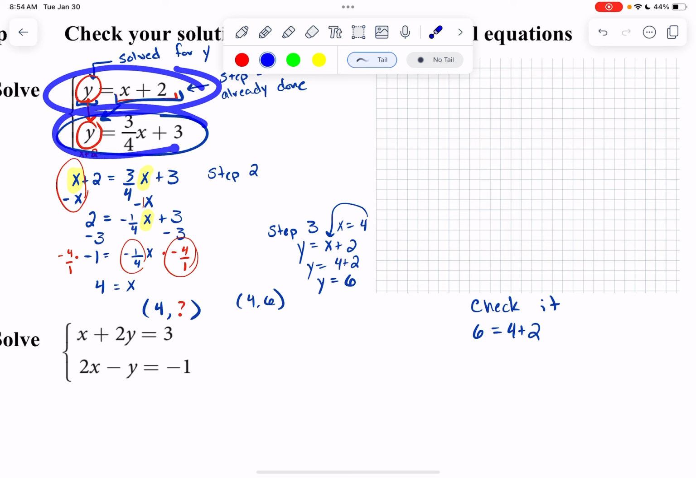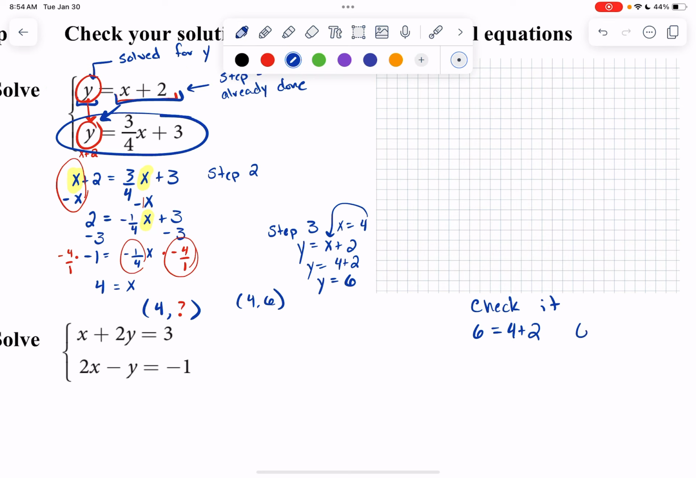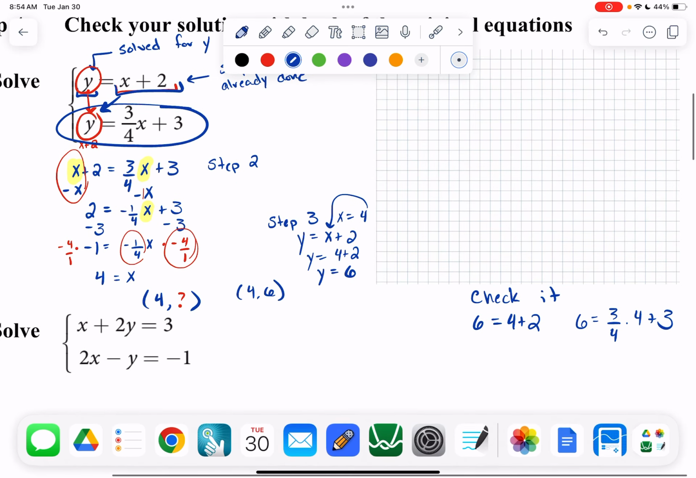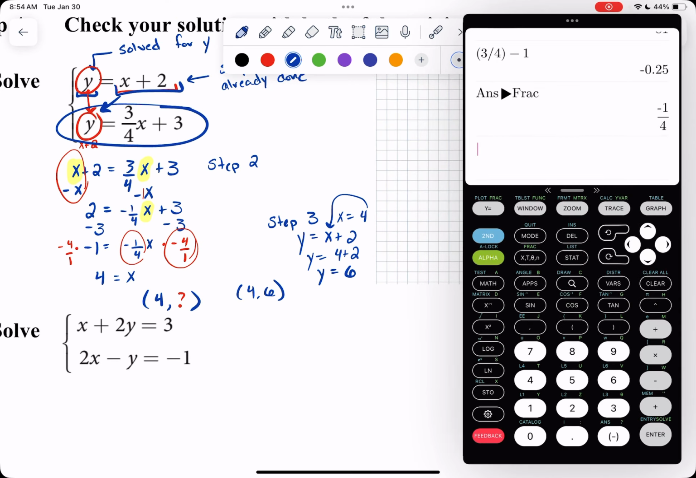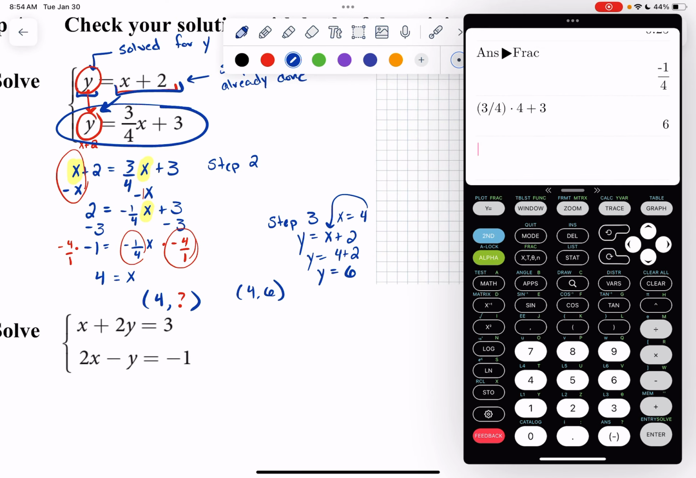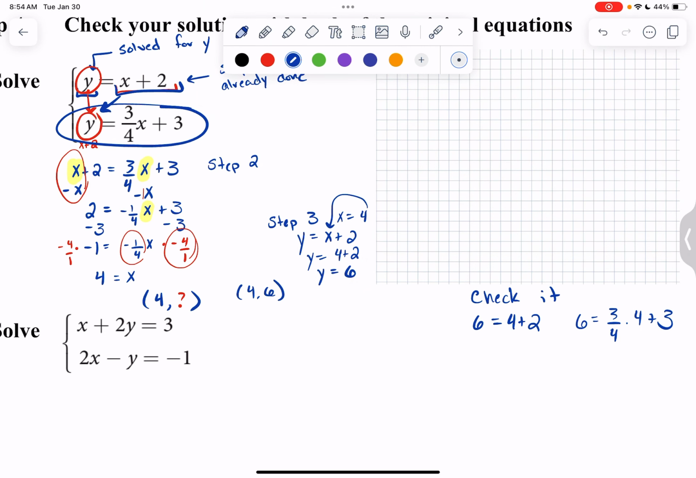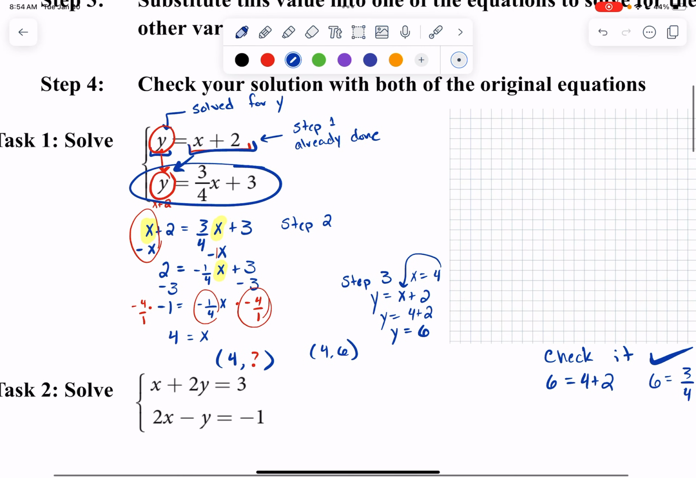Now we're going to put it in this equation. Does 6 equal 3/4 times 4 plus 3? I don't know about that one, so let's go ahead and pull that up. So we want to take 3/4 times 4 plus 3. Yep, is 6. So yes, it did work. Check, it works in both of them. Always check your solution. So there's my solution right there, 4, 6.